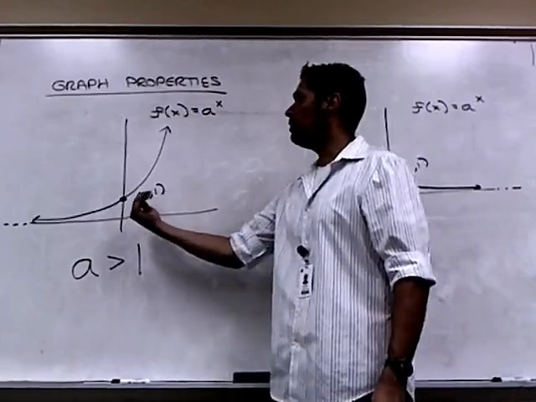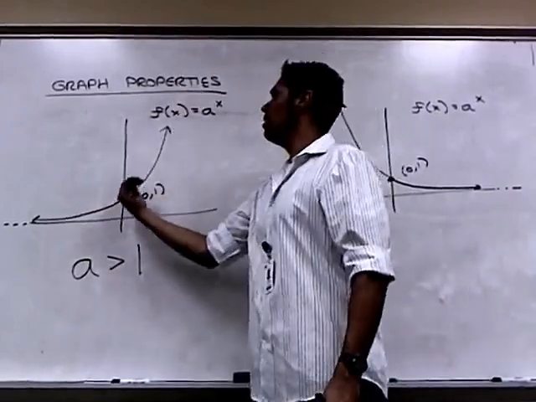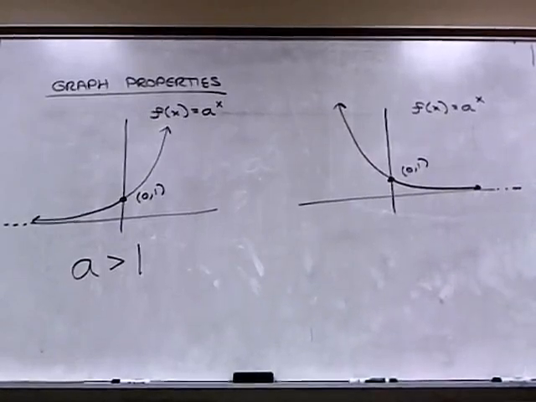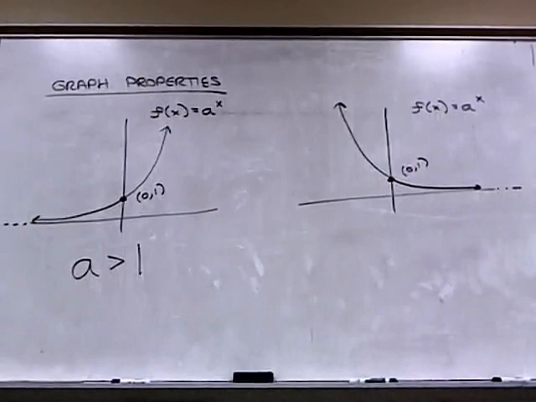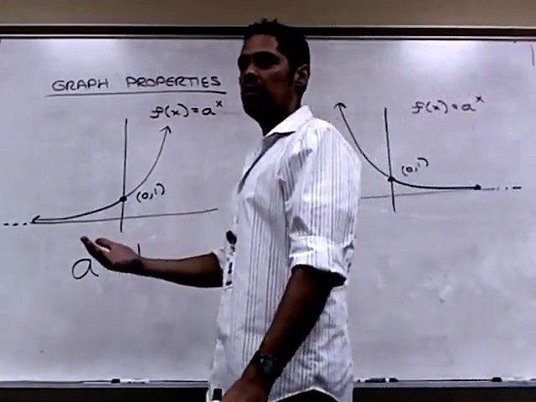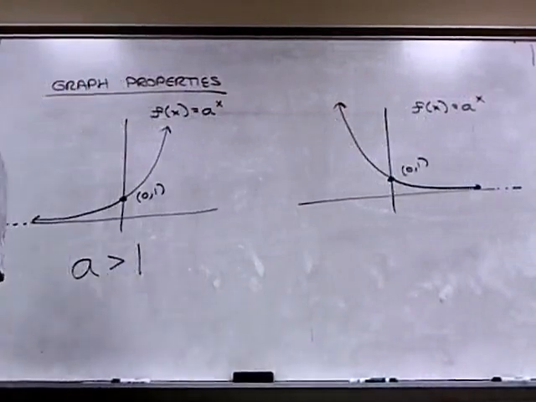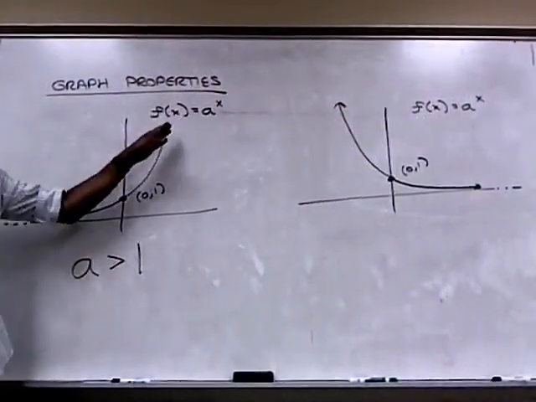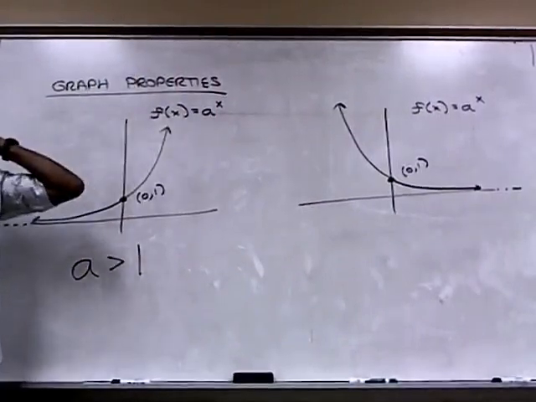Which one do you think grows faster, though? 2 to the x or 3 to the x? Which one do you think will get bigger faster? 3 to the x. Think about it. What's 2 to the 40? We said a trillion. 3 to the 40 on your calculator would be even bigger. So the bigger the base, bigger than 1, the faster it's going to take off.